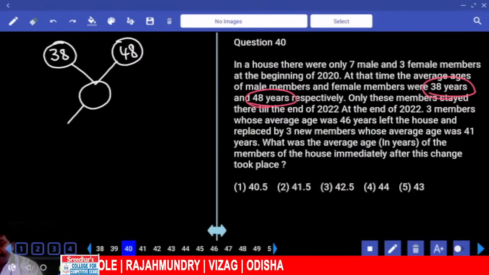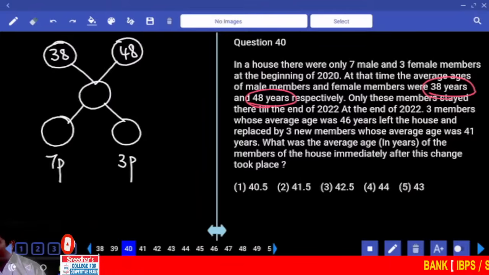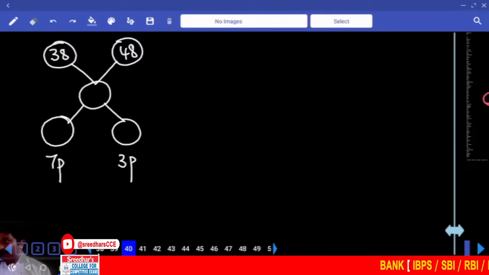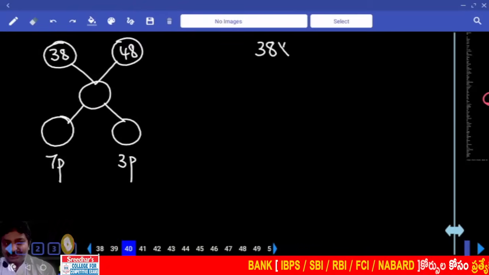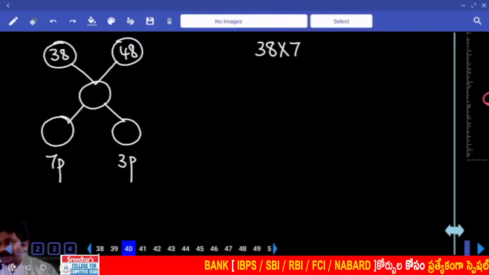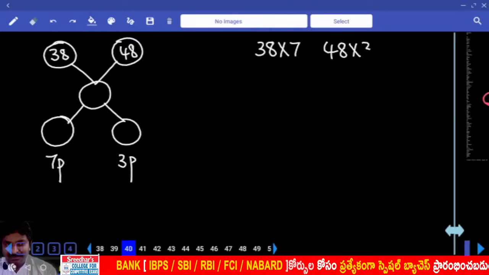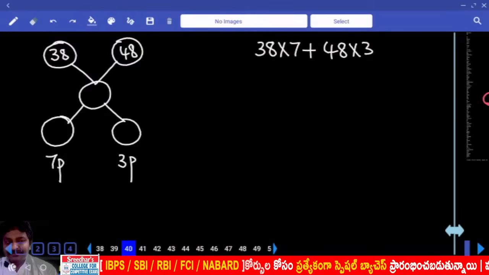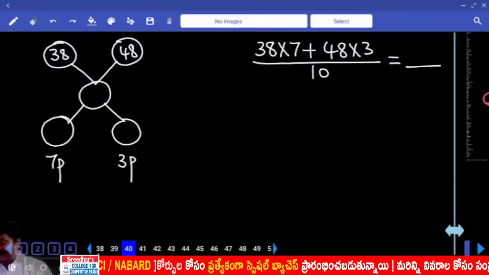Right. Male and female are in the ratio 7 parts and 3 parts. This is one way in which we can calculate the total average of all 10 members. The other way is 38 is the average of male, 7 people are there. 48 is the average of female, 3 members are there. Total age of 10 people divided by 10. If you calculate this, again you will get the same answer.